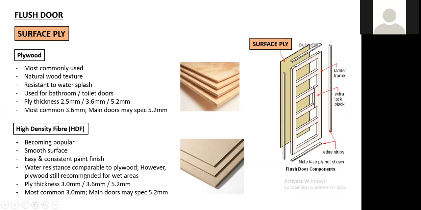Okay, so ply thickness is also there. Most common is 3.6 mm, still the middle one. I think it's a typo here. So main door may spec 5.2 mm, so a bit thicker. So what we are talking about now is the surface.